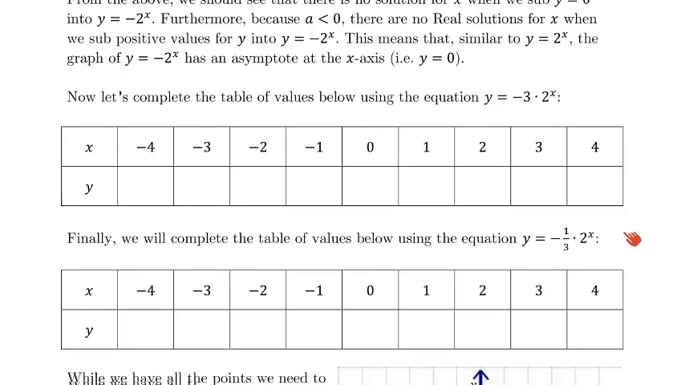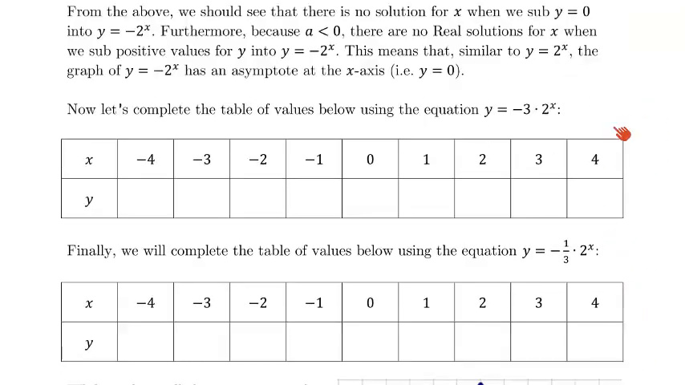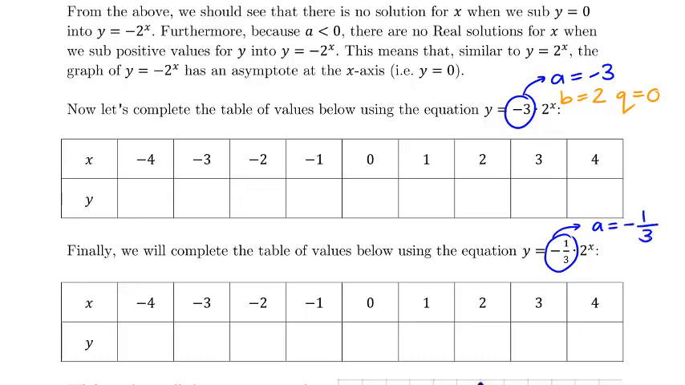Then we're going to be able to plot them down here, and we're going to compare them to what happens when a is just equal to minus 1 over there. Starting with what we have over here, a being equal to what here, guys? Over here, a is equal to minus 3, and b is still equal to positive 2, and q is still equal to 0. And then we're going to get to an a value of what? This is when a is equal to minus 1 over 3, still with a b value equal to 2 and a q value equal to 0 over here.